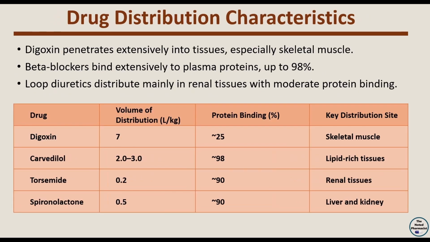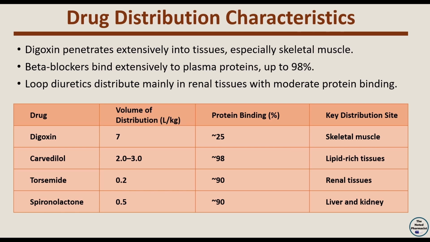Distribution. These drugs typically have distinct distribution profiles. Digoxin, a cardiac glycoside, has a large volume of distribution, approximately 7 L/kg, allowing extensive tissue penetration, especially in skeletal muscle. Beta blockers, like carvedilol, are highly lipophilic, binding extensively to plasma proteins, with up to 98% protein binding. On the other hand, loop diuretics, such as torsemide, exhibit moderate protein binding, around 90%, and preferentially distribute in the renal tissues to exert their effects.